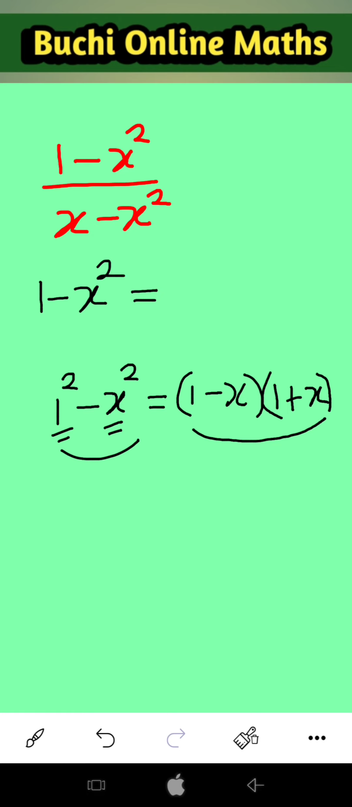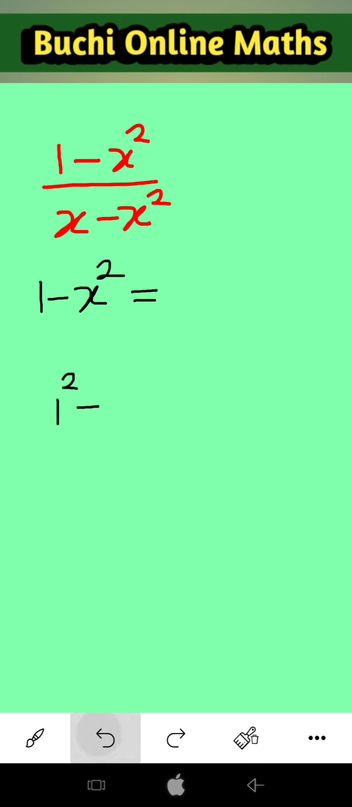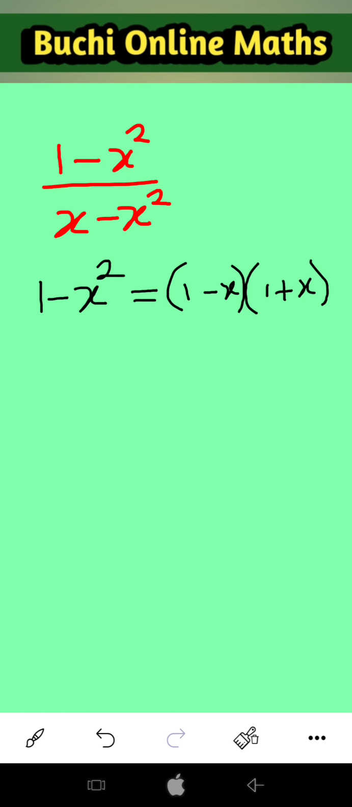Alright, so I've shown you how you can simplify this perfect square by expanding it. Now, let us simplify the lower part of the problem to see if we can get factors that can divide each other. So we have seen that a perfect square can be expanded like this: (1 - x)(1 + x) inside brackets. Then let's go to the lower part, which is x - x².